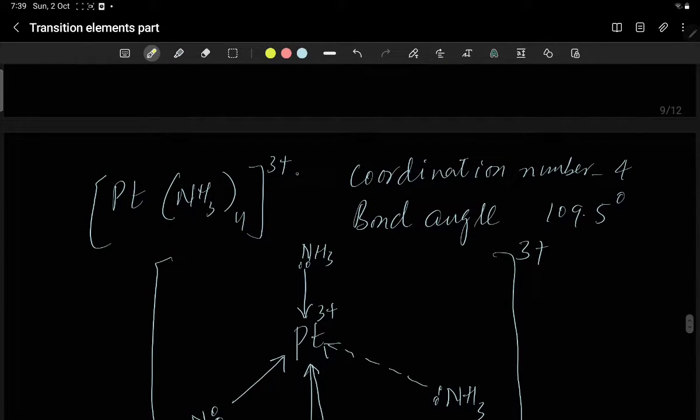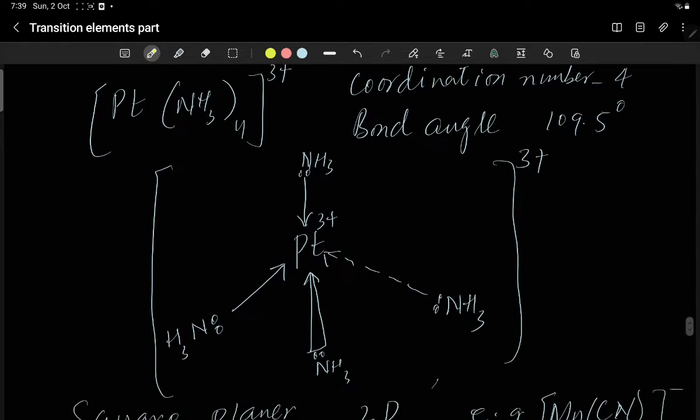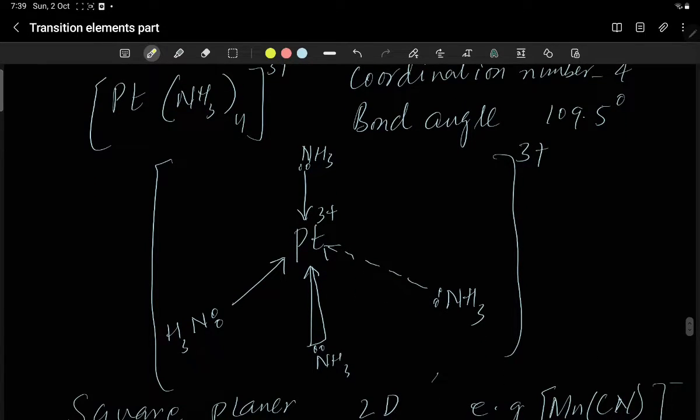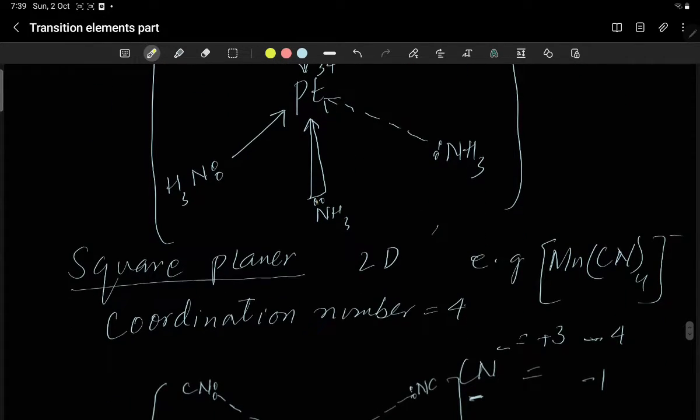Platinum carries 3 positive charges, and 4 ammonia molecules are there. Ammonia is a neutral particle, so there is 0 charge. So platinum carries 3 positive charges. The molecular geometry is like this: tetrahedral, again 2 solid lines, 1 wedge and 1 dotted line. The bond angle is 109.5.